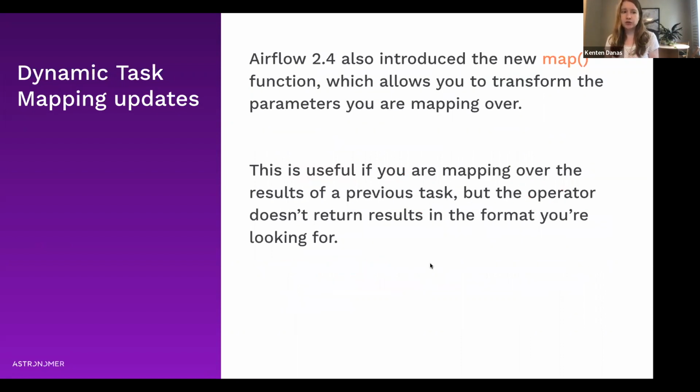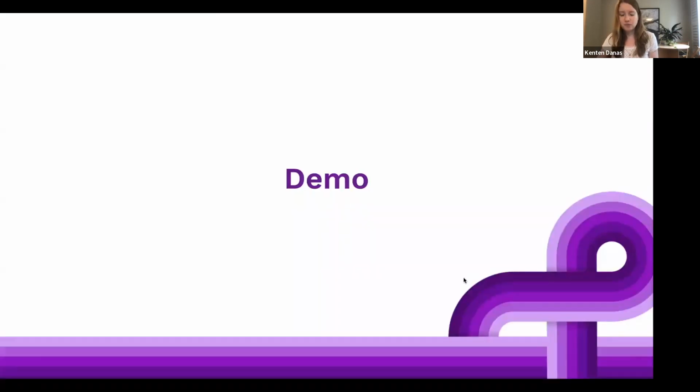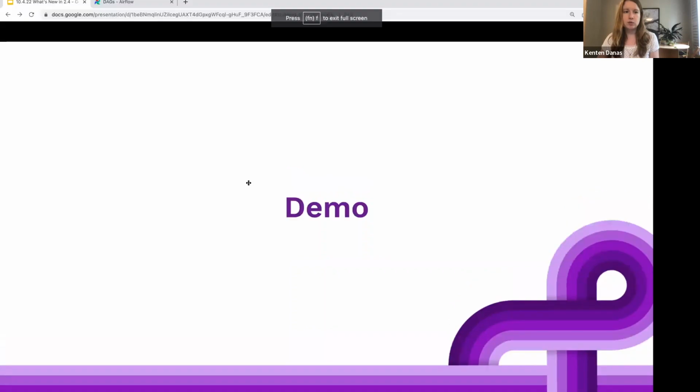The other big new dynamic task mapping feature is called the map function. So this is actually super handy. I'm really excited about this one. This allows you to transform the parameters that you're mapping over. So this is useful particularly if you're mapping over the results of a previous task, but that operator doesn't return results in the format that you're looking for. So we'll show an example of this, but you often before had to sort of manually finagle things into the format that you were looking for. Now you can just use this map function. So we're going to demo some of these as well.